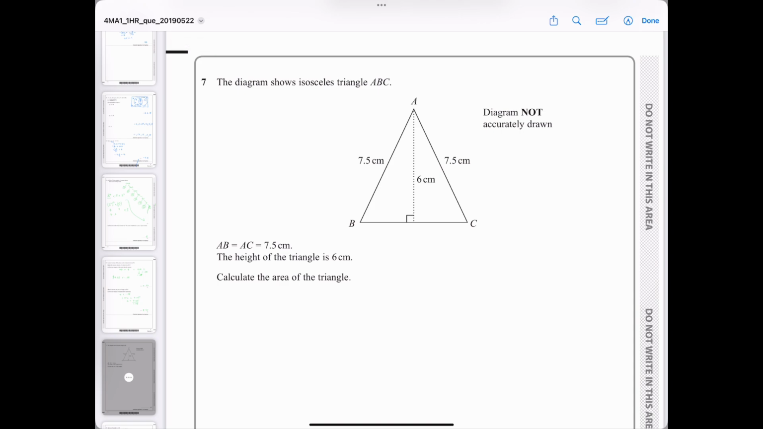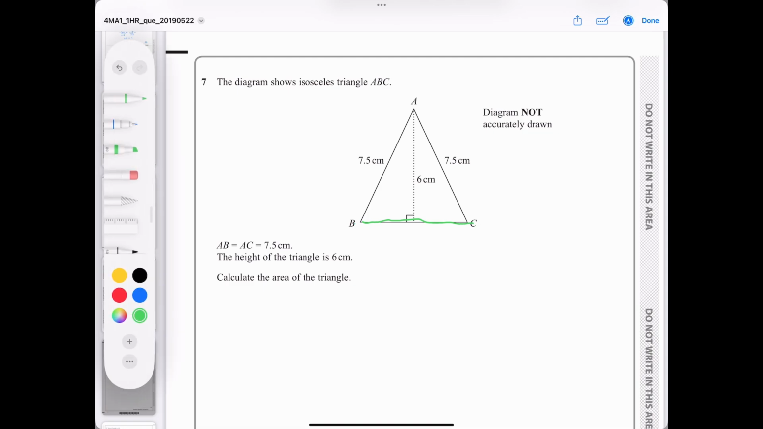Right, the diagram shows an isosceles triangle ABC. Okay, so AC and AB are both 7.5. The height is 6. What's the area of the triangle? Well, we can't really do this until we find out what BC is, because to find the area, we need BC times 6, and we just don't know what BC is. So let's call this D and find out what DC is. The way we're going to do that is this is 7.5, this is 6, and this is x, or DC. And so we can use Pythagoras because we've got a right-angled triangle.